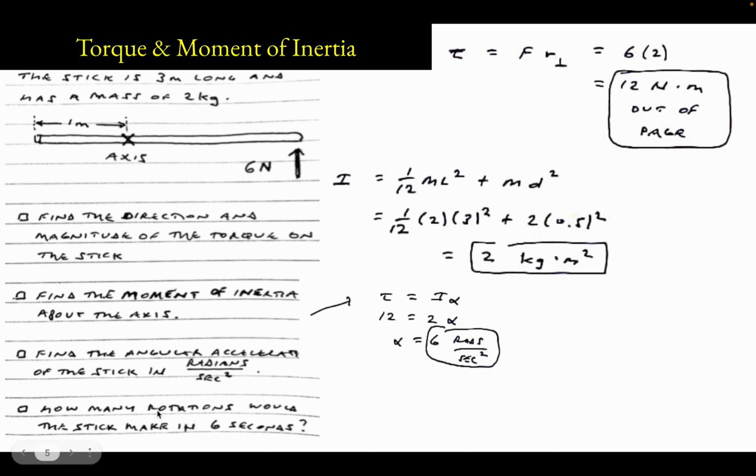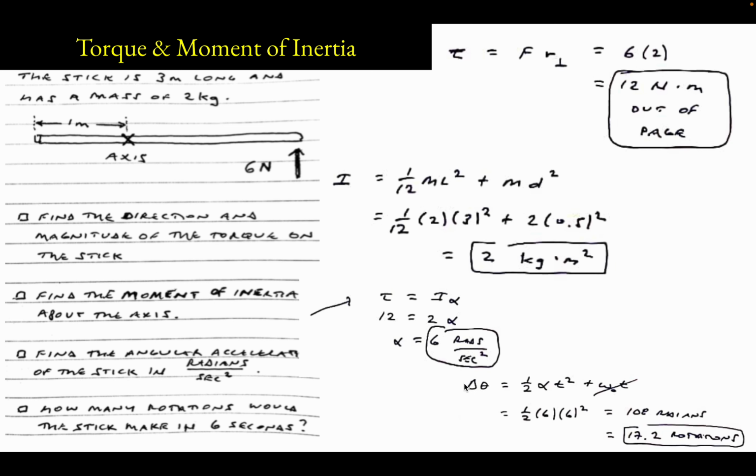And then finally, it asks how many rotations this would make in 6 seconds. That's the rotational equivalent of asking how far did it go. So you're going to do rotational kinematics. So instead of looking for delta x, we're looking for delta theta, because you're looking for how much did it turn. So you're just going to run a kinematic equation here.